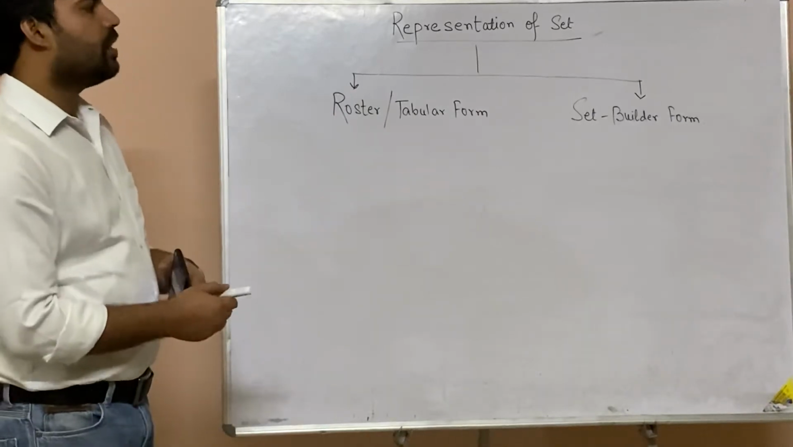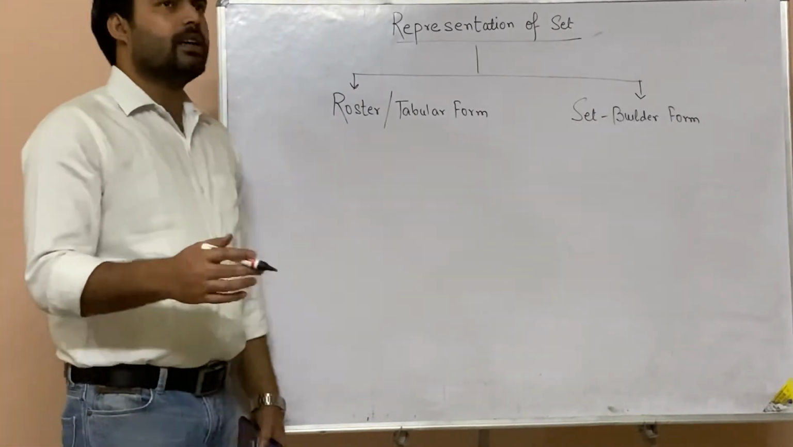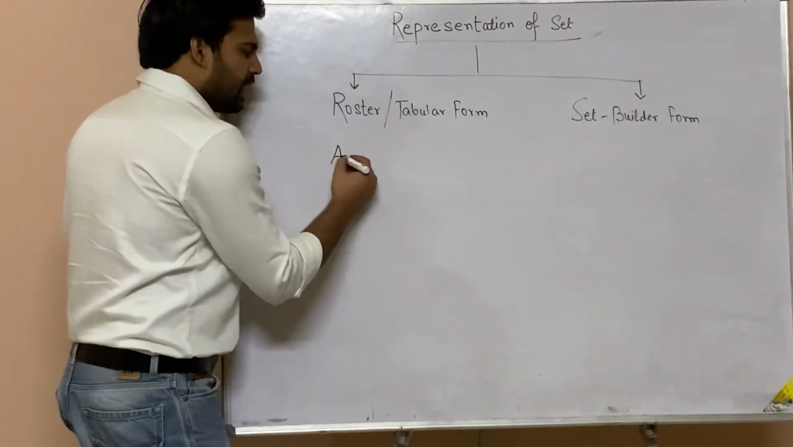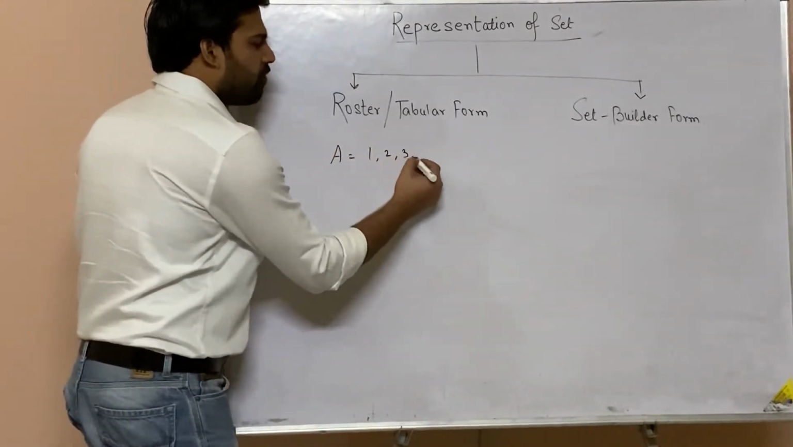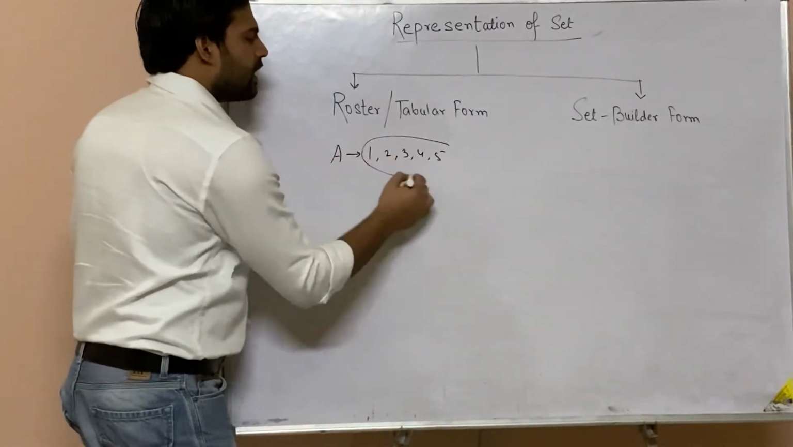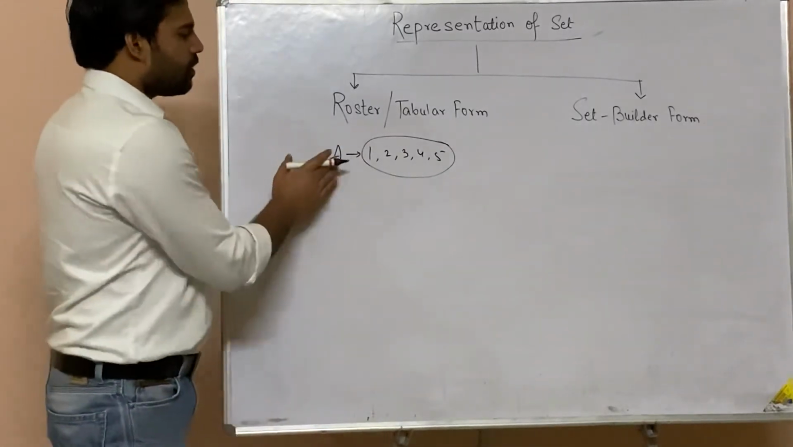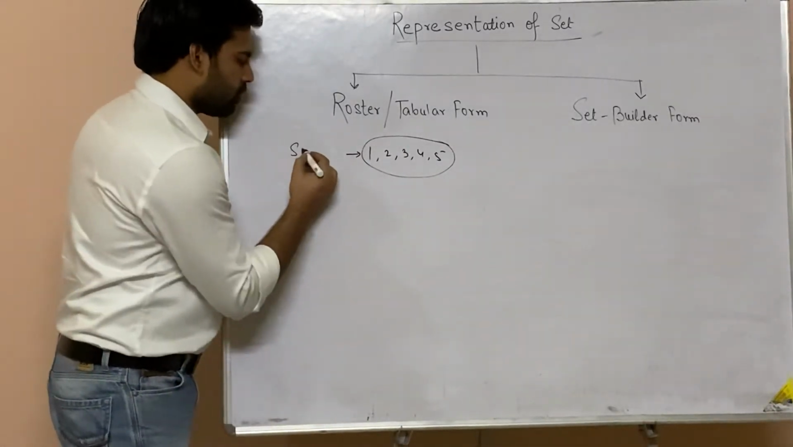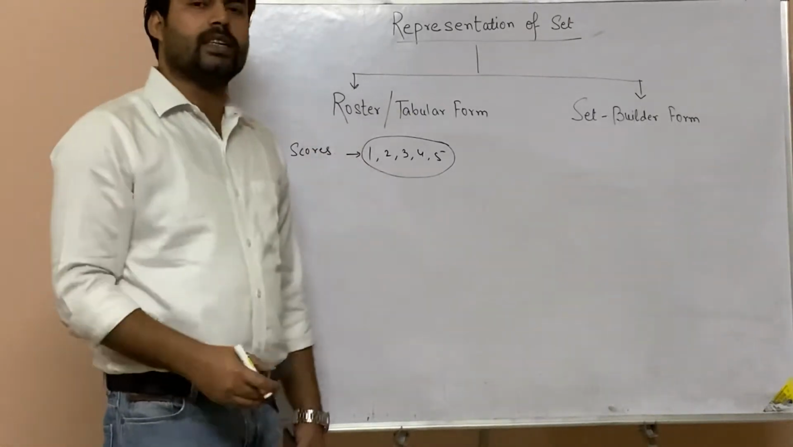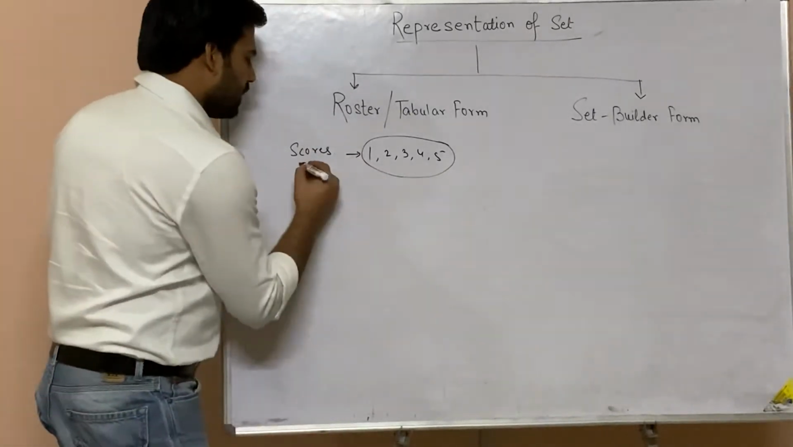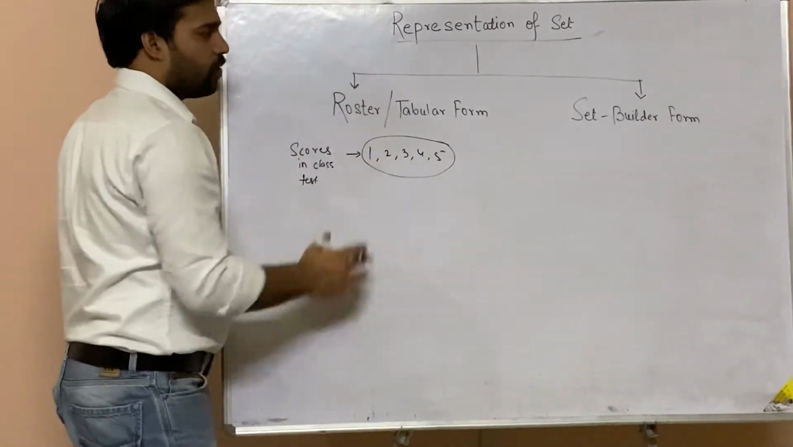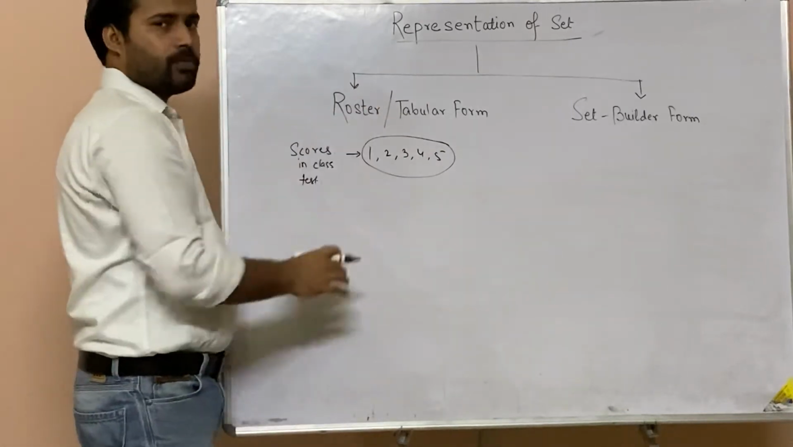Say for example, I need to write down numbers. There is a set A, which is having numbers 1, 2, 3, 4 and 5. Suppose set A is having these numbers and I need to write down the set A. And this is basically what? These are the scores. There is a set which is representing the scores of the students in a class test. Okay, scores in class test. So I need to represent this in set form, and I am using the roster form for this.